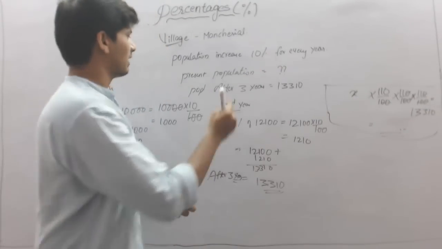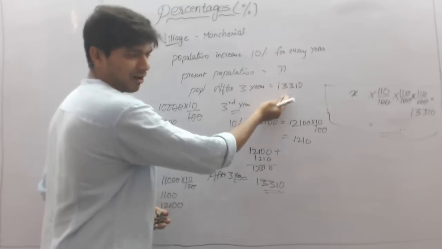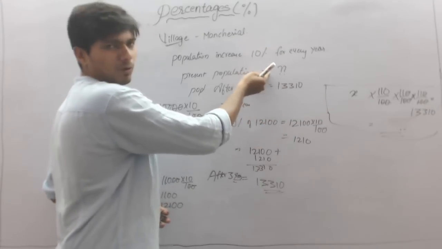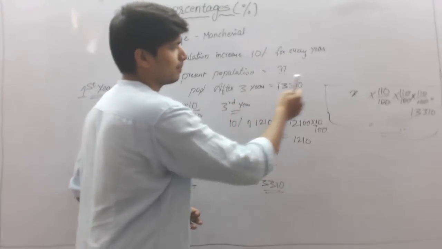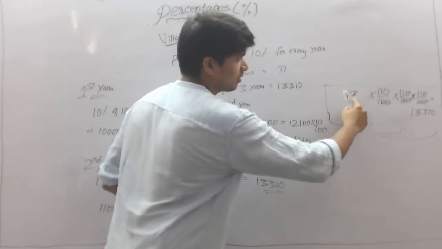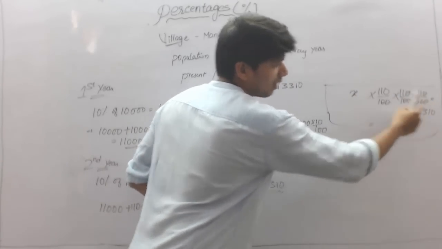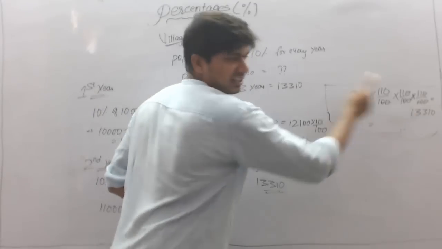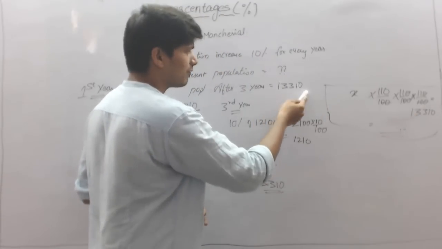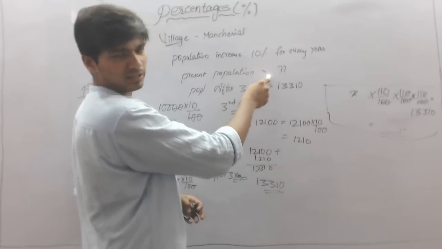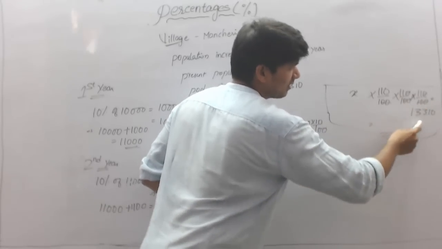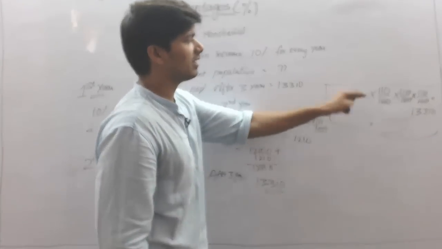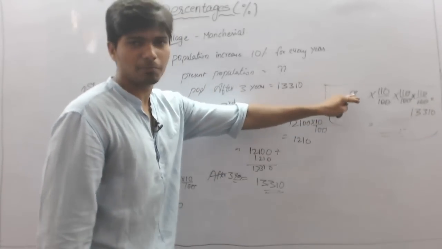Got the clarity? Even if he gives the population after 3 years or the present population, use this formula. If he is given the present population x, that means 10,000, into the increase, you are going to get the final population after 3 years. And if he is given the final population and you need to find the present population, x into the increase in population gives you the final. Now you can find the population at present.